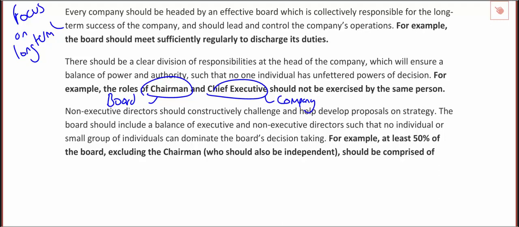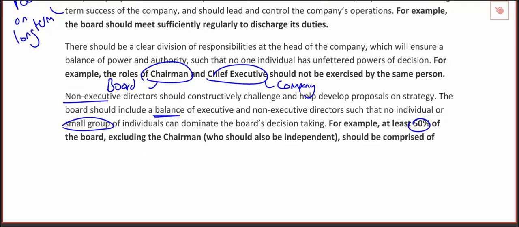In line with that, then, we say that there should be at least 50% non-executive directors. So this is making sure that there's a balance so that no small group of individuals can dominate decision making. By non-executive, we're talking about independent directors who are not employees. They're not involved in the day-to-day running of the business.